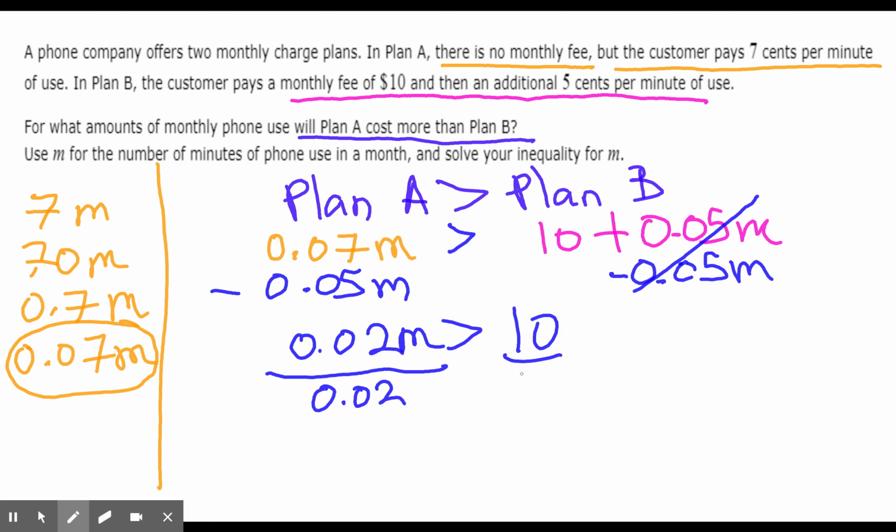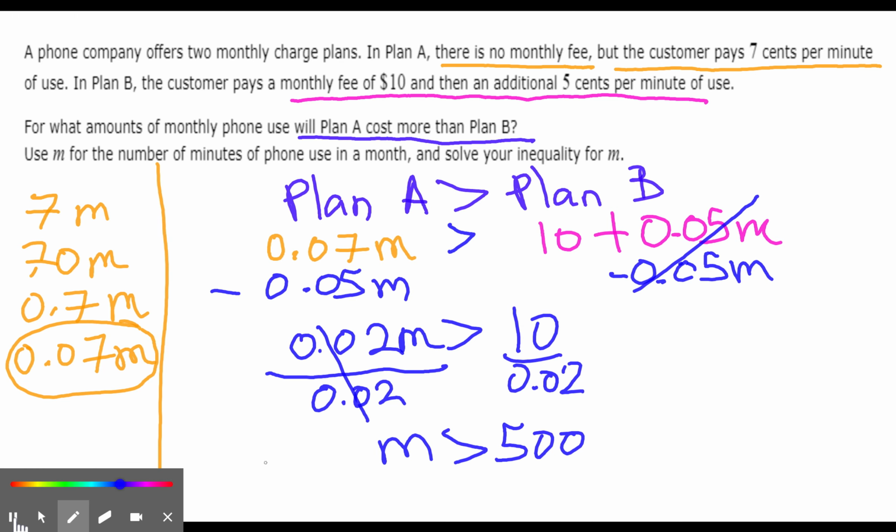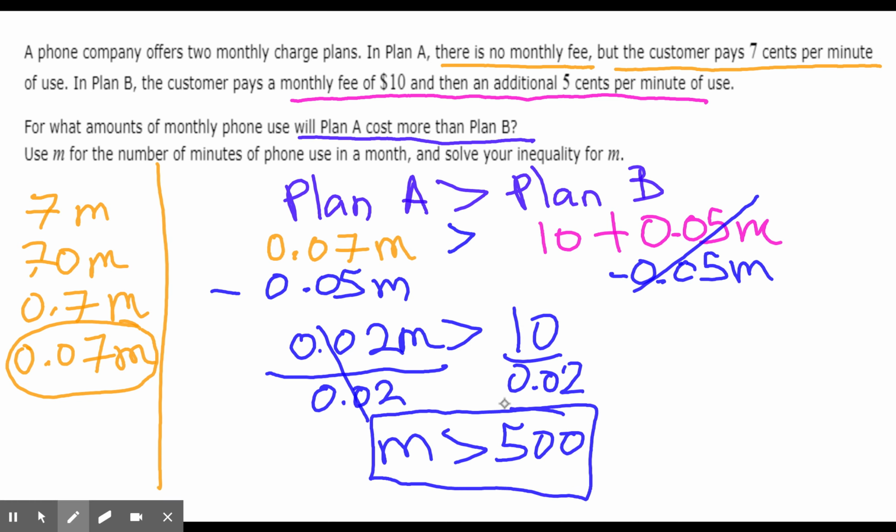to eliminate that variable, telling us that the amount of minutes that you talk must be greater than 500 minutes for plan A to cost more than plan B. So basically, if you talk less than 500 minutes a month, stick to plan B. And in review, when we read the problem over, yes, we use the correct variable. Minutes are greater than 500 is the final answer.